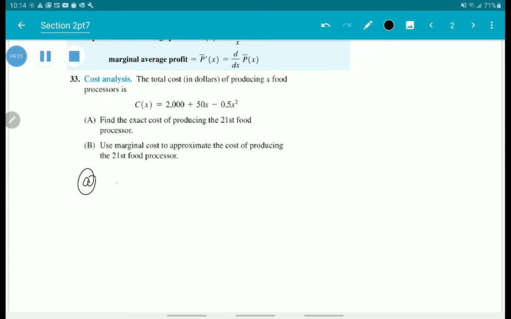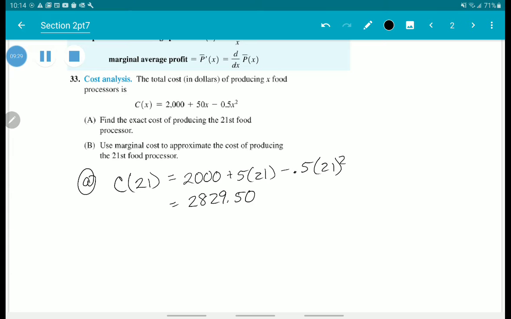So the first thing we need to do in part A is find the cost of producing 21 food processors. So what we're going to do is plug that number into our equation. I'll write it out this first time. And if we were to type that in the calculator, I got 2829.50. And then we need the cost of producing 20 food processors. So if we plug 20 in for those x's, I got 2,800.